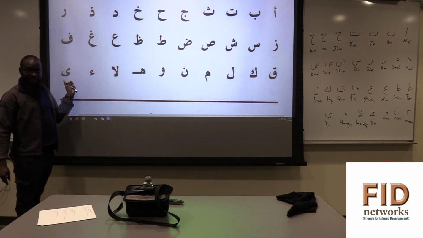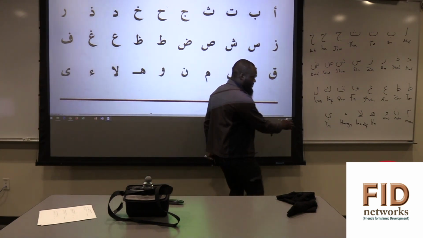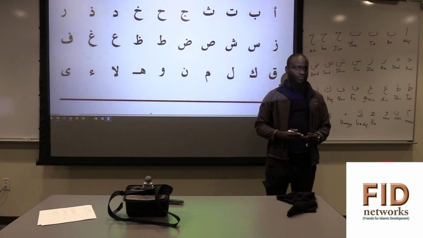And this is ya. It actually has 2 dots under, but some people don't write it. So here I put the 2 dots under for ya. And that's all you need to know for Arabic alphabets.